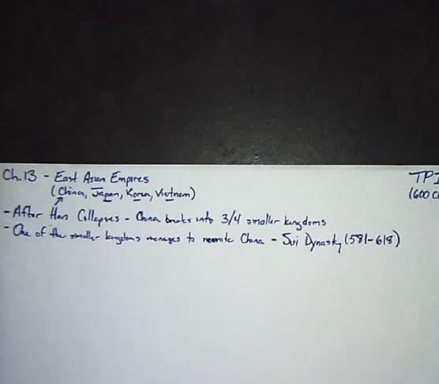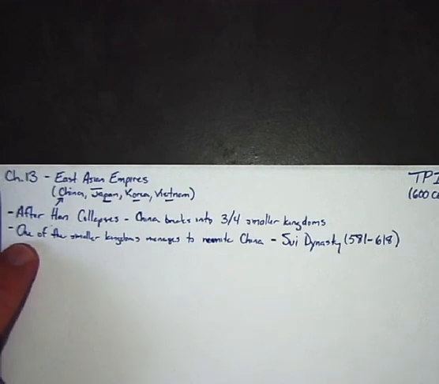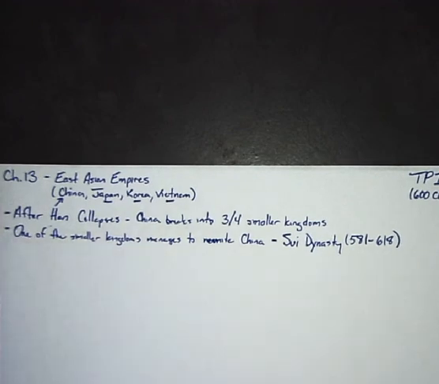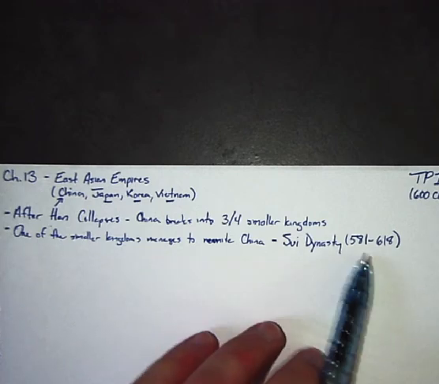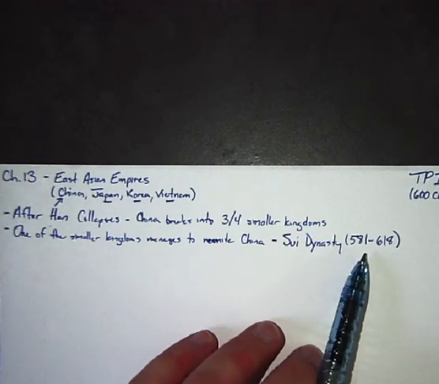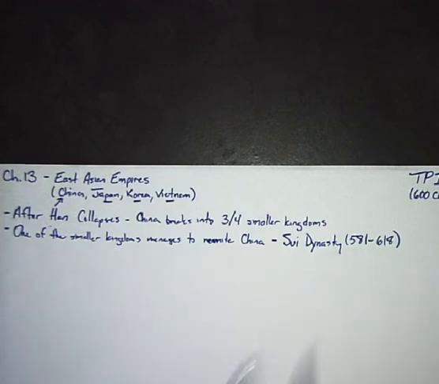We get a period where one of these smaller kingdoms manages to put China back together, and that dynasty does not last very long. This one lasts a little bit longer than the Qin dynasty, but again, this one only lasts for what looks like 17 years, if my math is right. Or not 17, 37. 37 years. Again, not a really long time. And again, remember, if a government doesn't last very long, it's because they're doing something to make the people unhappy.